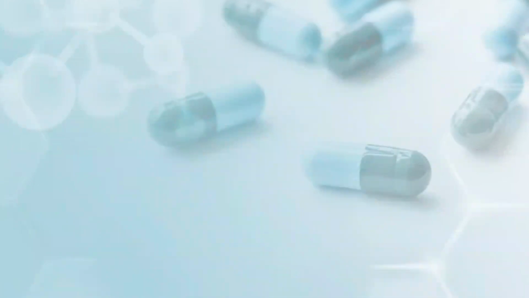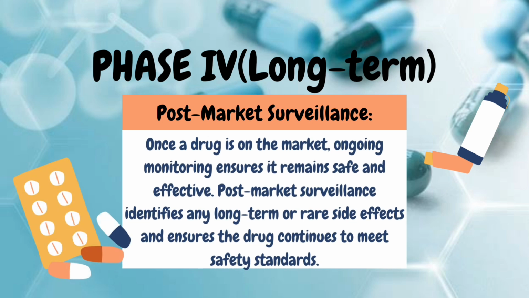Let's move to phase 4, long term. Phase 4 talks about post-market surveillance. Once the drug is on the market, ongoing monitoring ensures that the drug is safe and effective. Post-market surveillance identifies any long-term or rare side effects and ensures the drug continues to meet safety standards. A lot of drugs on the market right now are still undergoing post-market surveillance.